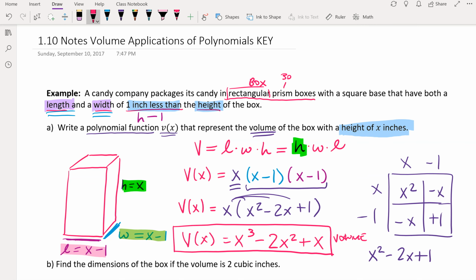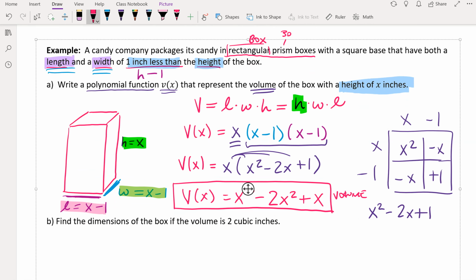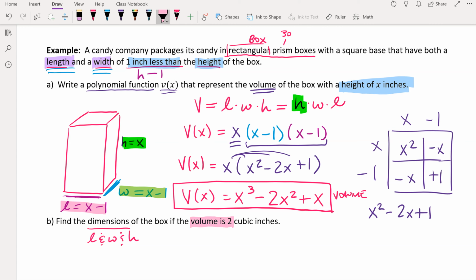See what part B is asking us to do. Part B asks us to find the dimensions of the box. So dimensions just means find what length and width and height are. Find the dimensions of the box if the volume, okay, this is really important, volume is 2 cubic inches. Units on volume is always cubic. All right, volume is 2. So what could we do with that number 2? Where could we plug that in?